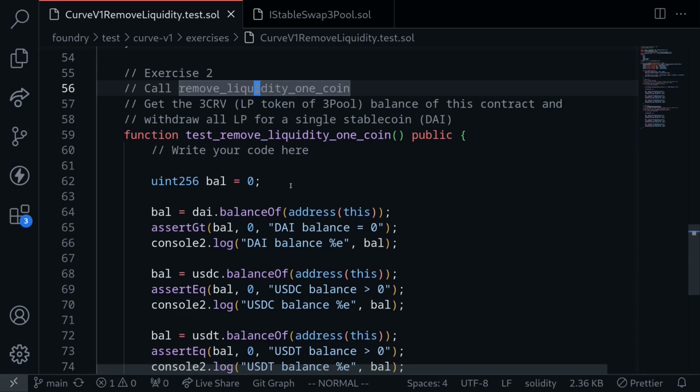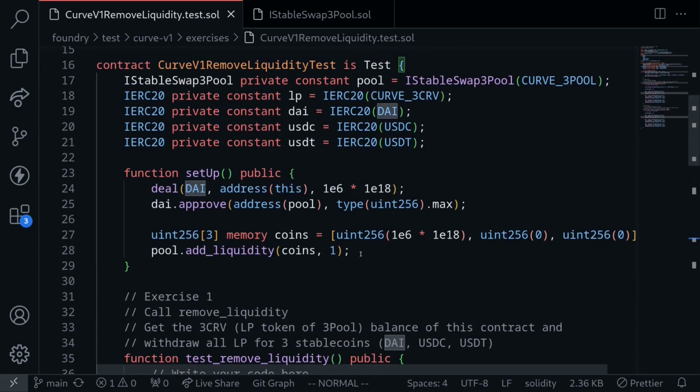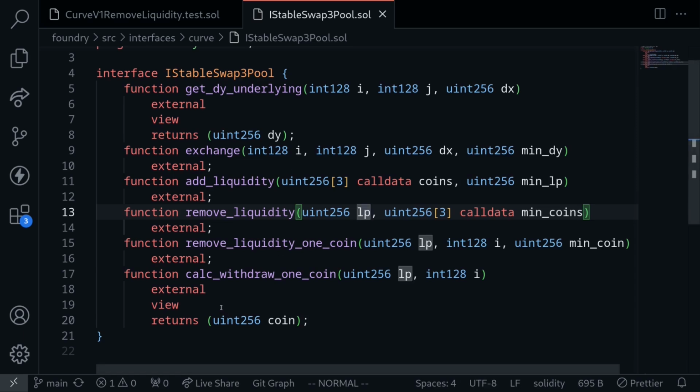This function will remove liquidity in a single coin that is specified by the caller. In this exercise, you'll take the LP token, burn all of the LP token, and then withdraw all of your liquidity in DAI. Inside the setup of this test, it adds liquidity, so this contract already has some LP tokens. This LP token is an ERC20 contract, so you can get the balance of LP tokens locked in this contract by calling balanceOf. And the function that you'll need to call is called remove_liquidity_one_coin.